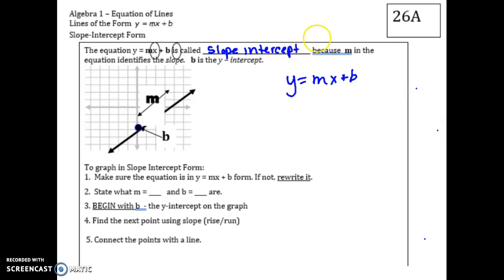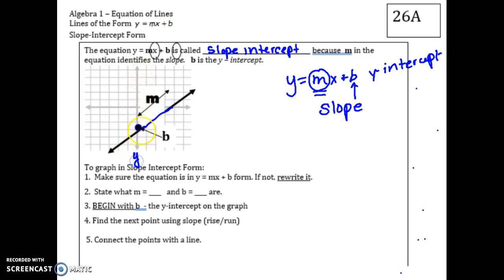The m in the equation identifies the slope. Sorry about that. So this right here, the m, is actually the slope. And the b right here is the y-intercept. It's where it crosses the y-axis. So right here, if this was the line, the y-intercept would be right here where it crosses.